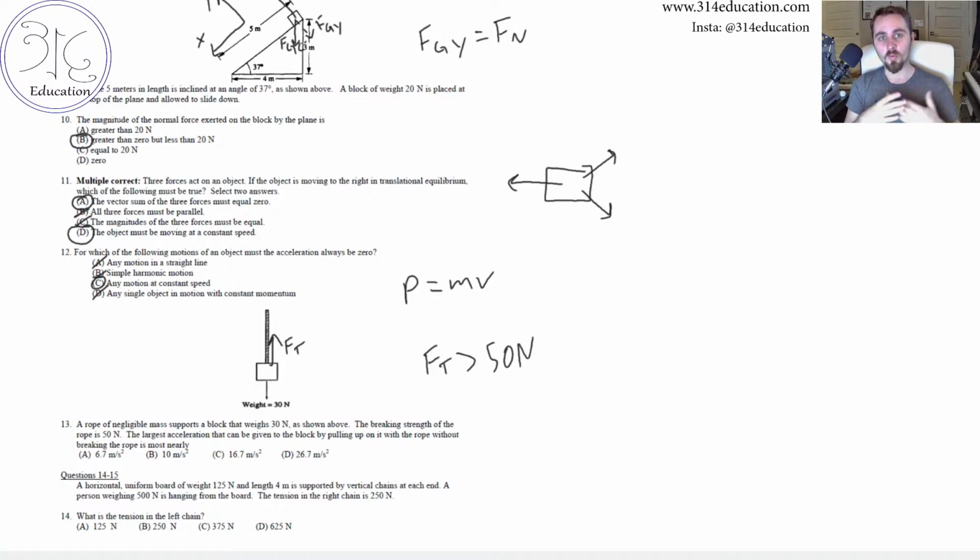So let's find out what we reach at that limit. At 50 newtons, what is the highest acceleration that we can get to? And so we'll look at our net forces here. We have a force of gravity pulling us downwards. That's the weight of 30 newtons.